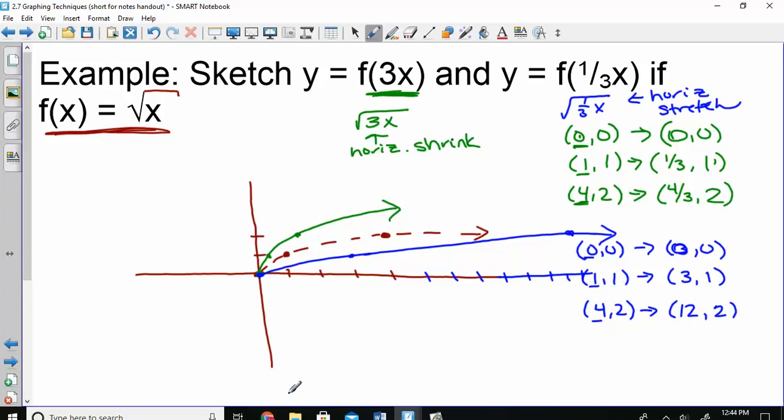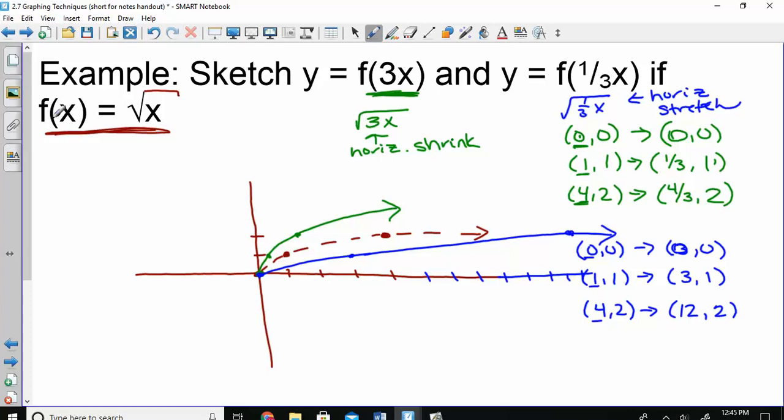Now, worst case scenario, if you got really confused with the horizontal stretching and shrinking, how else could you graph these? The calculator will show you the general shape. It's not giving you those exact points. How could you get some exact points? Could you make a T-chart anytime? Absolutely. So if you get hung up on that, feel free. If you need to plug in some points, you may do so.